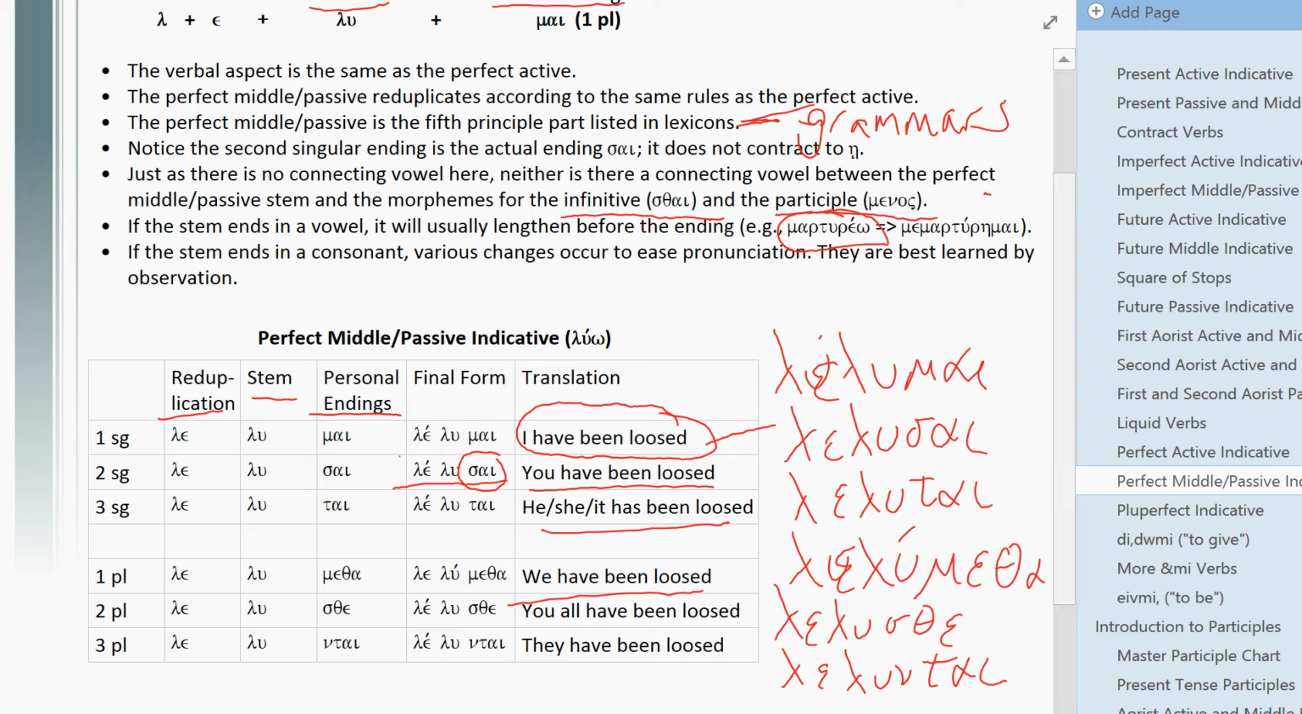There you have it, the whole paradigm. And when you write it out, you can separate the parts if you want, like I do here. I have a little space here to show me the constituent parts. You don't have to. Anyway, that's the perfect middle passive indicative.